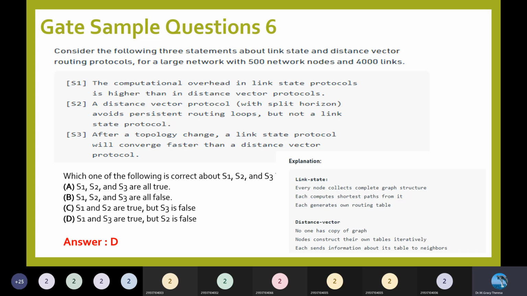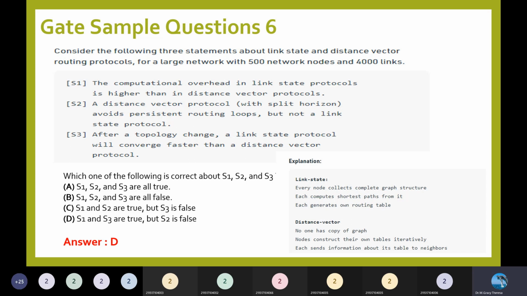And in statement 3, they're saying that if there is any change in topology, a link state protocol will recover faster than the distance vector protocol. So among these 3 statements, which one is correct? Whether S1, S2, and S3 are all true, or S1, S2 and S3 are all false, or S1 and S3 are true whereas S2 is false. These are the 4 different options given, and it is found that the answer D is correct. So what is answer D? S1 and S3 are true, but S2 is false.